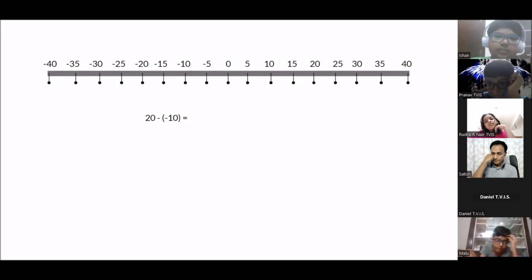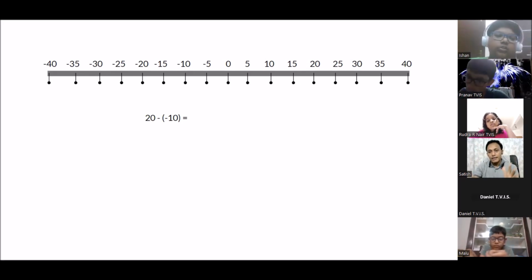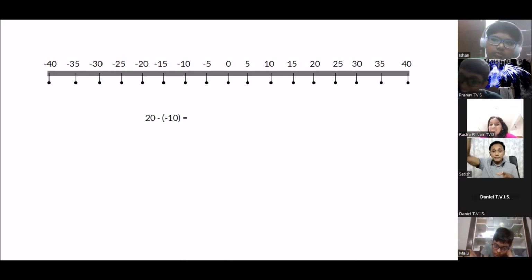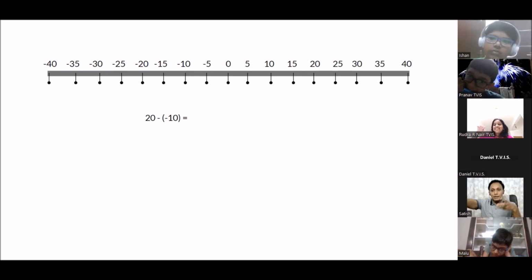So if 20 minus 10 is 30, and 20 plus positive 10 is also 30, then 20 minus minus 10 is as good as 20 plus 10. So that is what the example Pranav told. You have 20 rupees, and somebody had taken 10 rupees from you one year back. That person is coming and giving the 10 rupees to you. What is that? 20 plus 10.